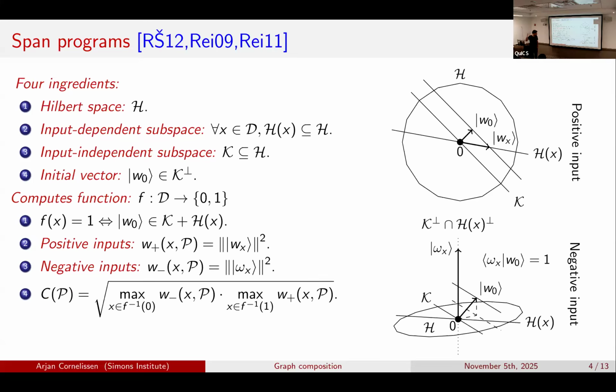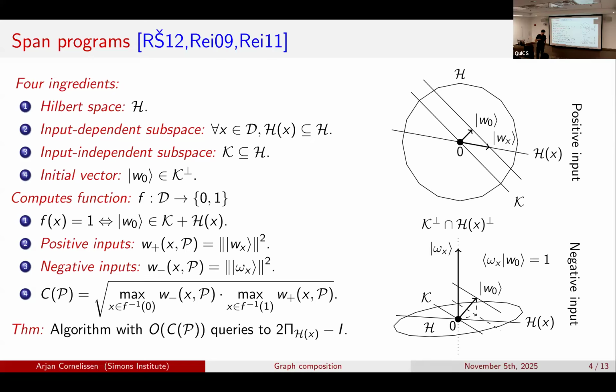So okay, so far I've just been defining many things, right? And why have I been defining all this? Well, the reason is that there's this theorem from a long line of work, which says that there is a quantum algorithm that evaluates this function f using a number of queries which is on the order of the complexity of the span program. So somehow you can compute all of these geometrical objects, and they tell you something about how much work the quantum algorithm has to do.